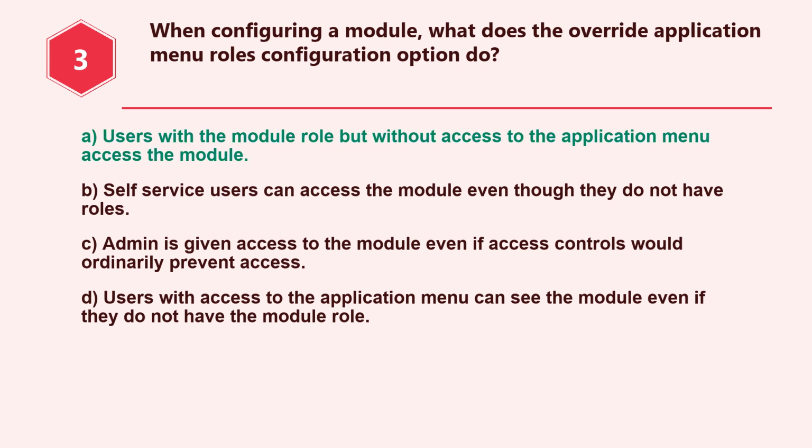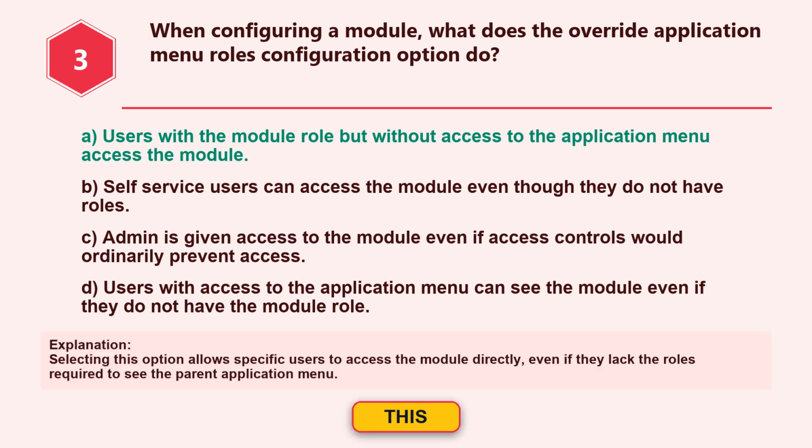The correct answer is option A. Users with the module role but without access to the application menu access the module. Selecting this option allows specific users to access the module directly, even if they lack the roles required to see the parent application menu. Question 4.